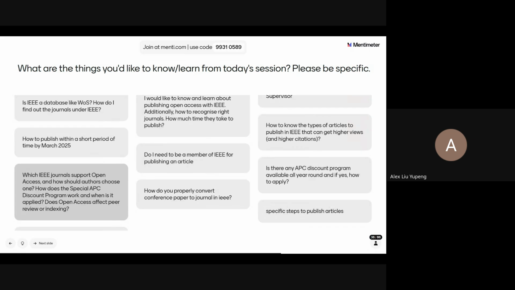How does the special APC discount work? Make sure when you are submitting to an open access journal, you write your name and email address correctly. You write your university email address and your university name correctly. You pretty much are all set, right?